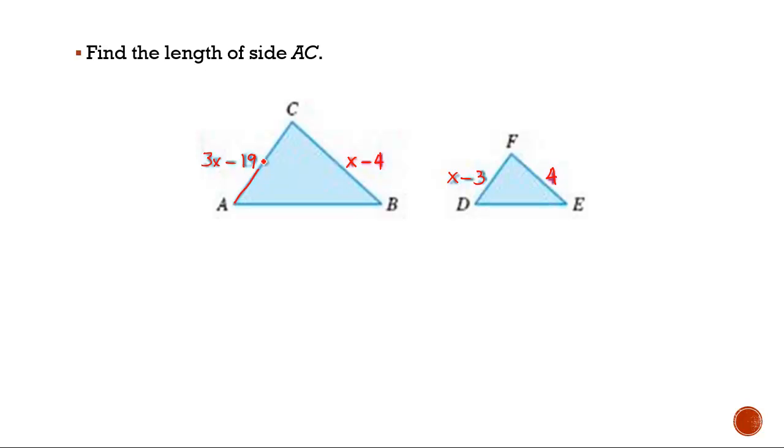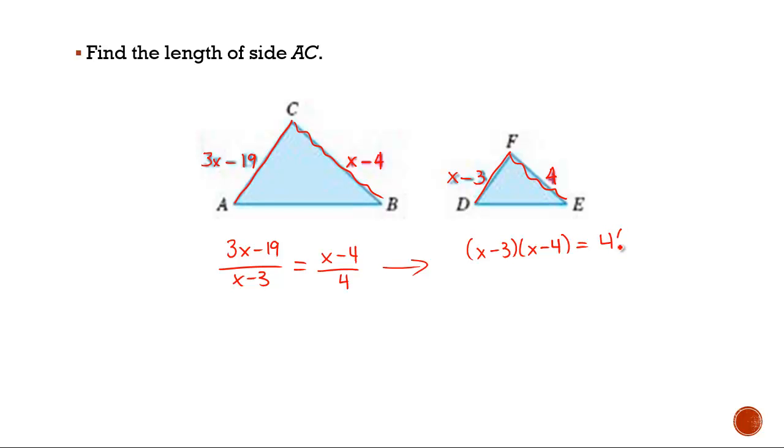So we know that if this length is to this length, just like this length is to this length, we can write that as a proportion of 3x minus 19 to x minus 3 as the same ratio as x minus 4 to 4. To solve this, we can use the cross multiplication principle, so that means x minus 3 times x minus 4 will equal 4 times 3x minus 19.